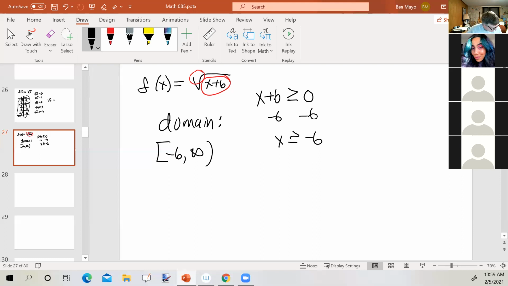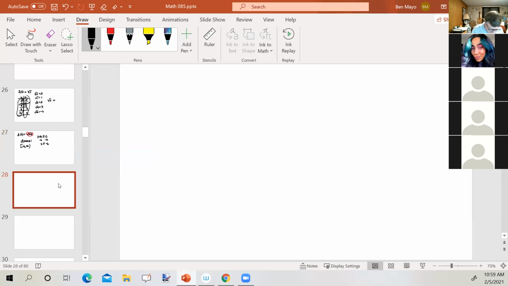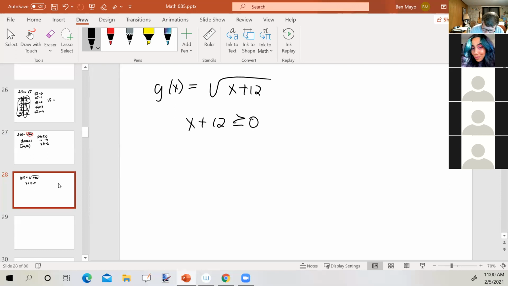All right, let's take a look at another example. g of x equals the square root of x plus 12. So how would you go about finding the domain? Would it be x plus 12 is greater than or equal to 0? Yes, indeed. Good job. Then what's your next step? Subtract 12 from both sides. Okay.